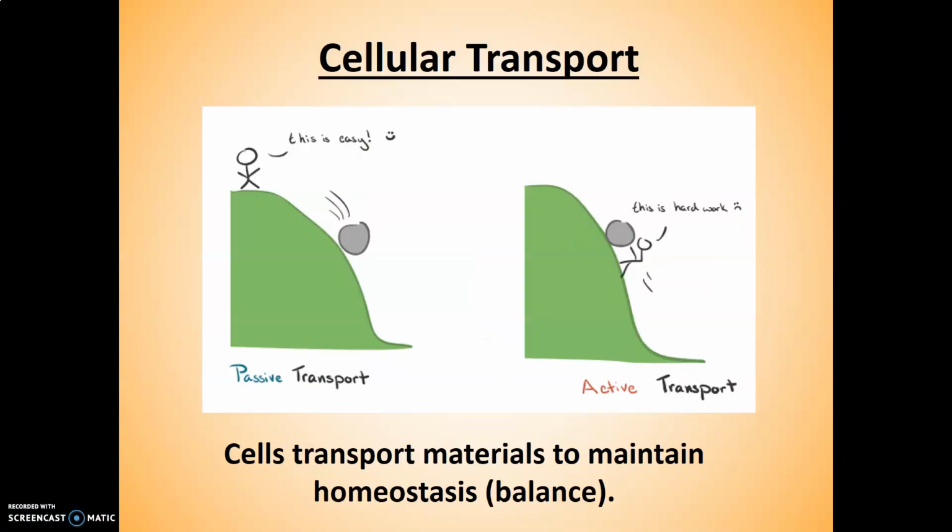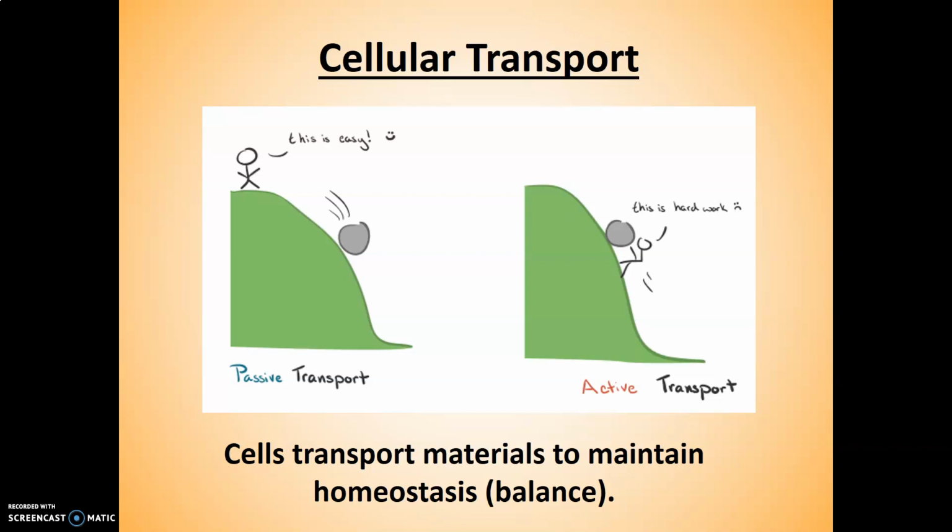So now that we understand the structure of the cell membrane or plasma membrane, how do the molecules get through that membrane? We call this cellular transport. So cells transport materials to maintain homeostasis. Those cells need energy; they need those molecules in order to be productive. We have to get that into the cell.